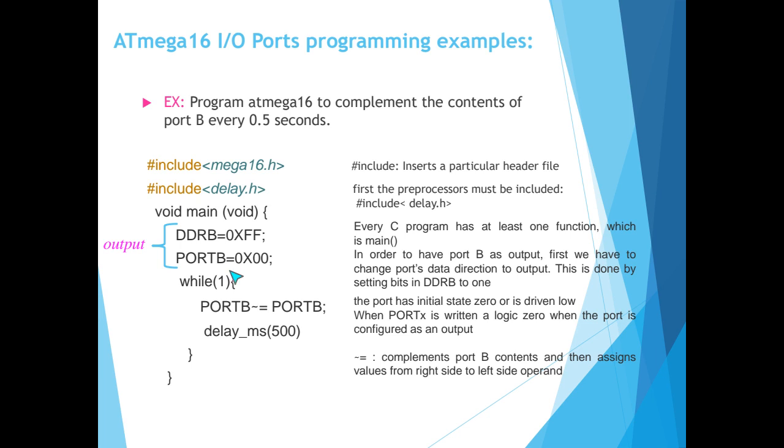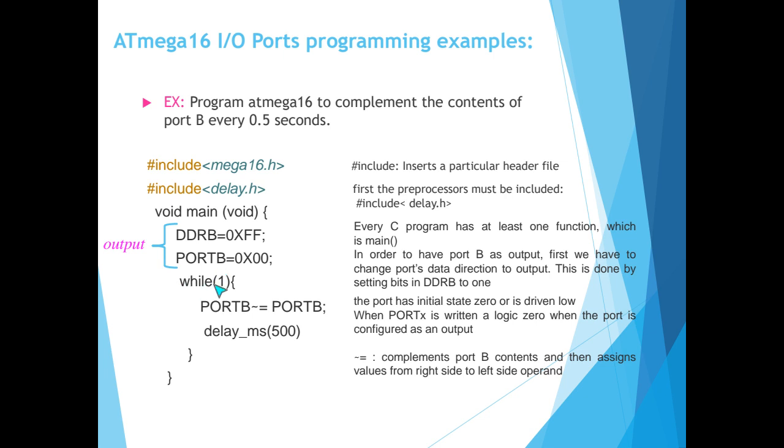When we explained that port X is written as logic 0, at first it should be configured as output to initialize its state as 0. I explained about all of them in the previous session. And then, as you see, by using 0x00, it means that all 8 bits of port B have the initial value equal to 0.